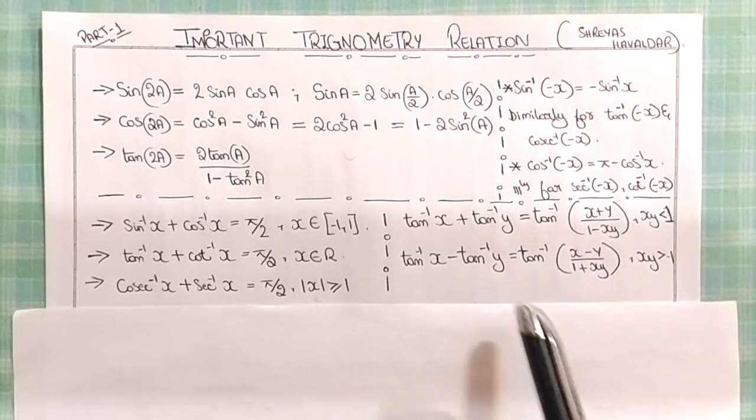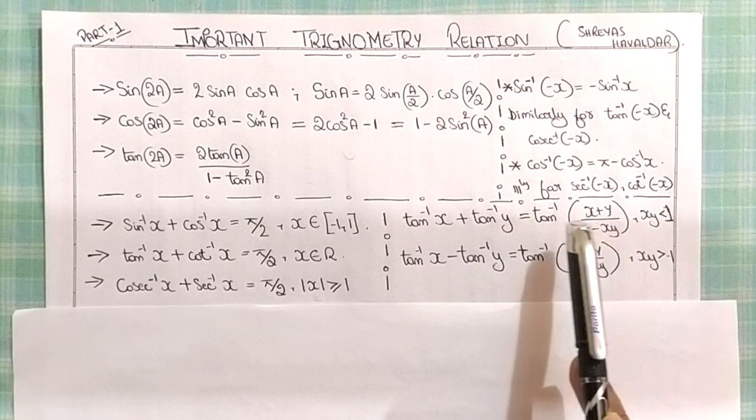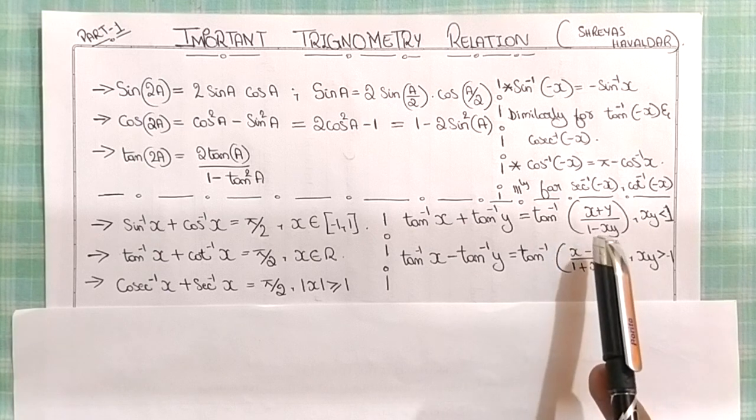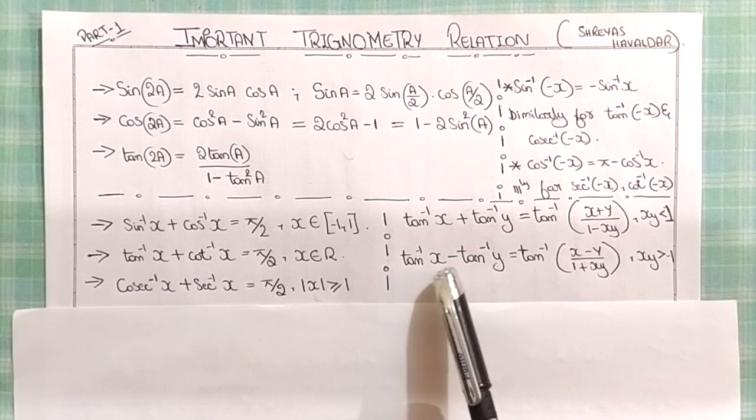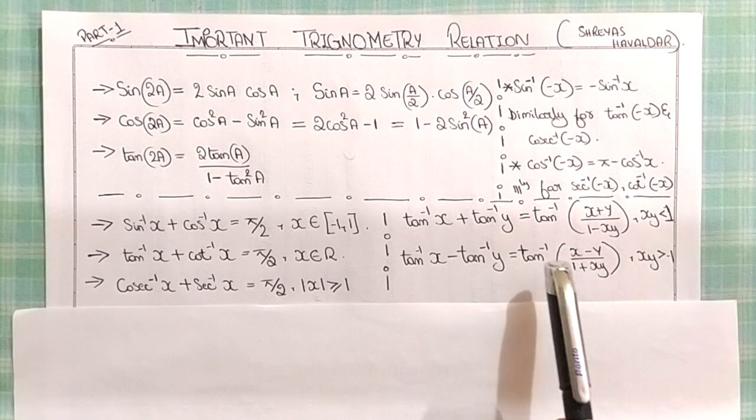Now, we also have tan inverse of x plus tan inverse of y is equal to tan inverse of x plus y whole divided by 1 minus xy. And also tan inverse of x minus tan inverse of y is equal to tan inverse of x minus y whole divided by 1 plus xy.